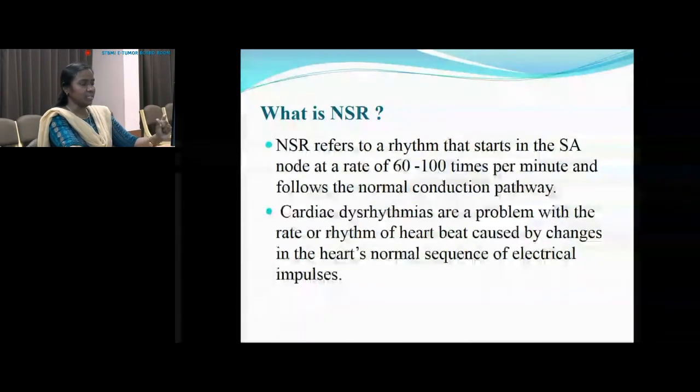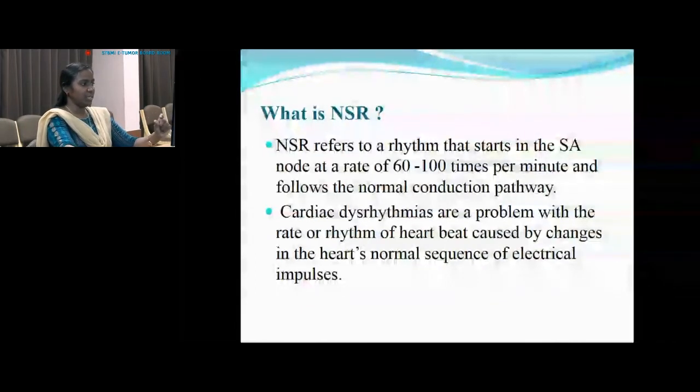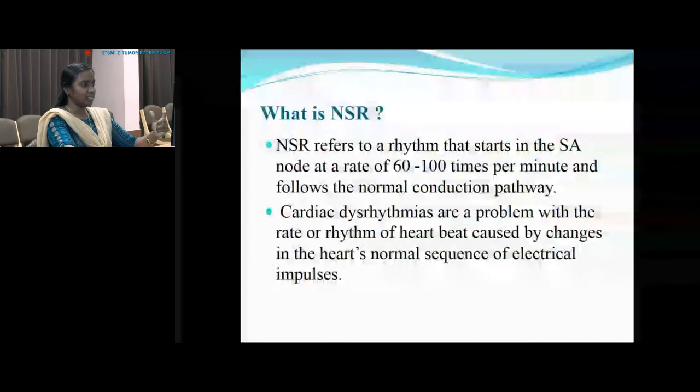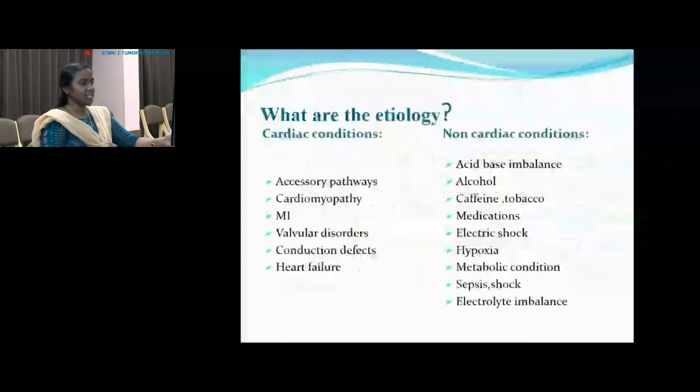If there is any problem with this normal conduction pathway along with abnormal fluctuation in the rate, then we say that as cardiac dysrhythmias. So what is cardiac dysrhythmias? These are problems with the rate or rhythm of the heartbeat caused by changes in the heart's normal sequence of electric impulses. Next we'll see what may be the causes of dysrhythmias.